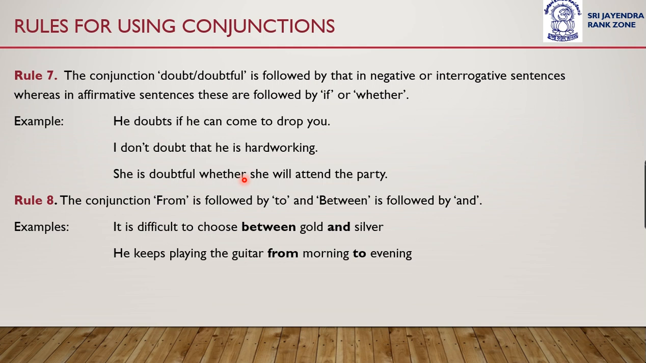Rule number 8. The conjunction from is followed by to, and between is followed by and. For example, it is difficult to choose between gold and silver. He keeps playing guitar from morning to evening. Here you can observe that we have used and after between. When we have used between in a sentence, we will use and as well. Similarly, when we have used from in a sentence, we will use to. So, from is followed by to, between is followed by and. I hope rule number 8 is clear to you as well.